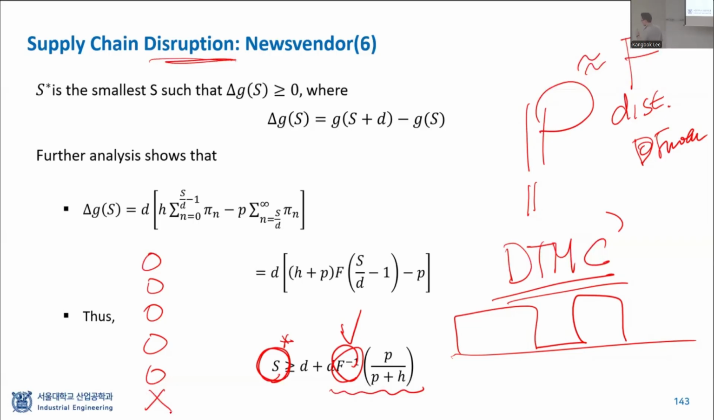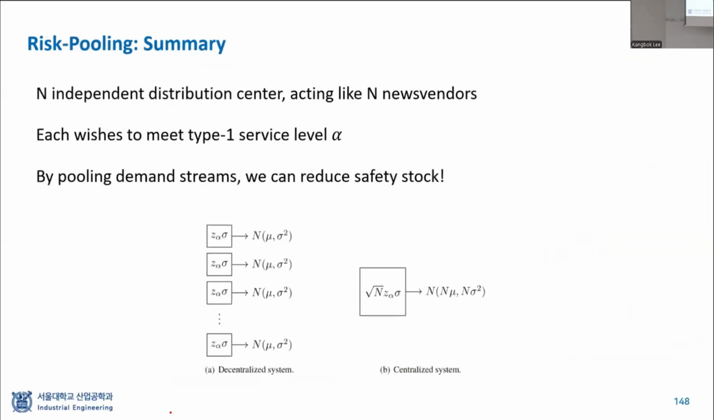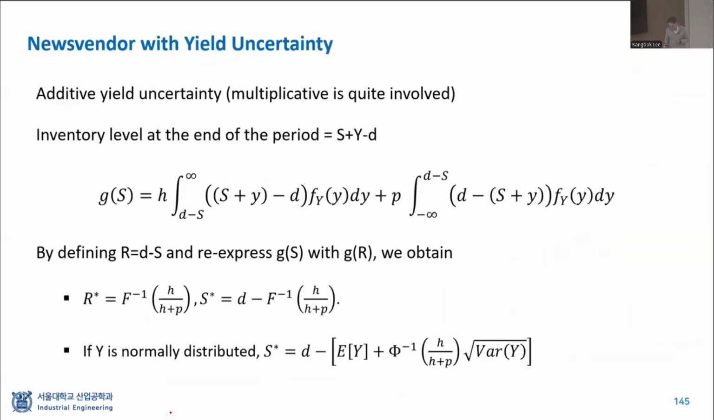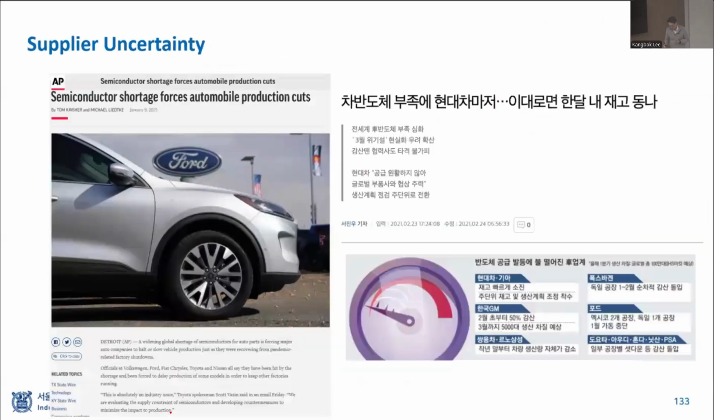This gets even worse when you think about supplier uncertainty. Think about the semiconductor production shortage.